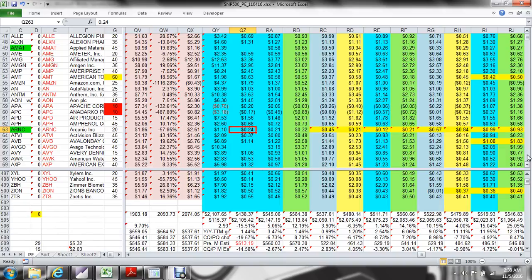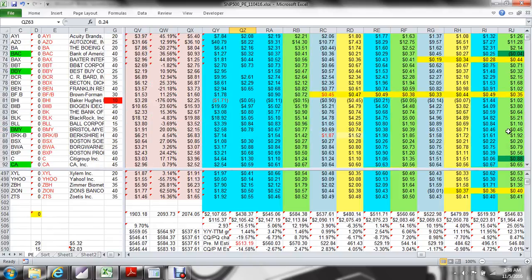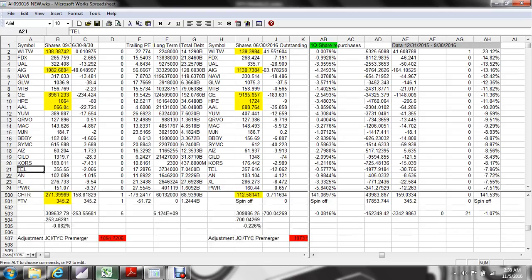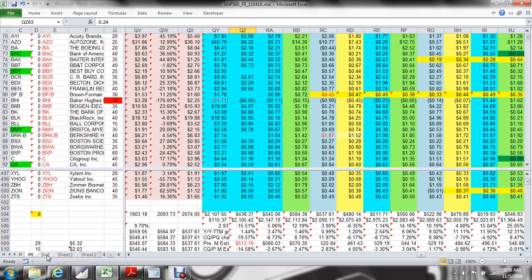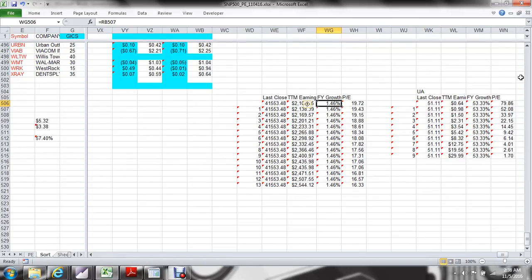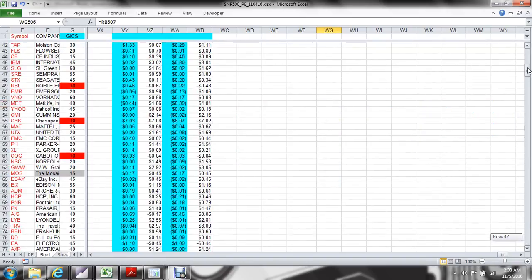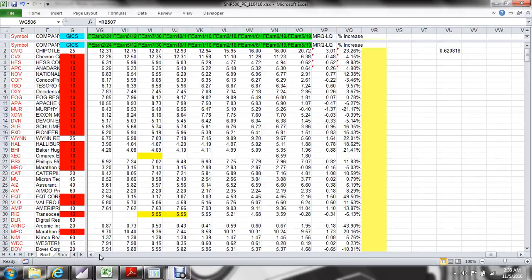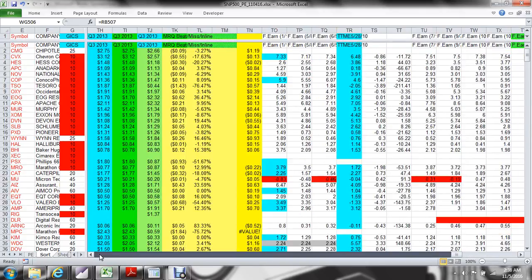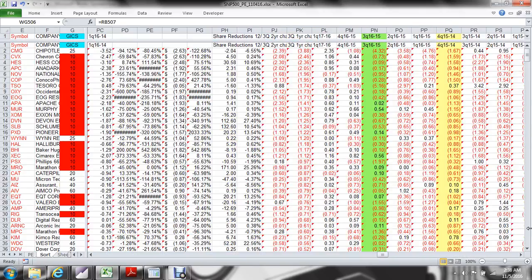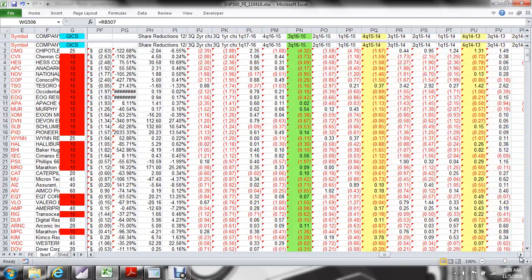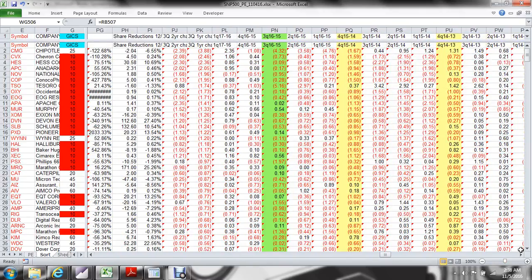So what we're seeing here is really a real deterioration in earnings. Now, we're going to look at another spreadsheet here. The earnings that have been sorted in this spreadsheet kind of give you an idea how bad, really bad earnings are.